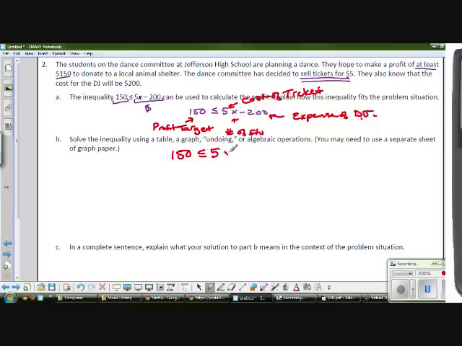So first thing I have to undo is this minus 200. I'll undo it by adding 200. Of course, if I do it to one side, I have to do it to the other. 150, so that'd be 350 less than or equal to 5x. Well, how do I undo this times 5? Hopefully you guys are way ahead of me in dividing by 5 already. So we'll end up with x being bigger than or equal to 70.